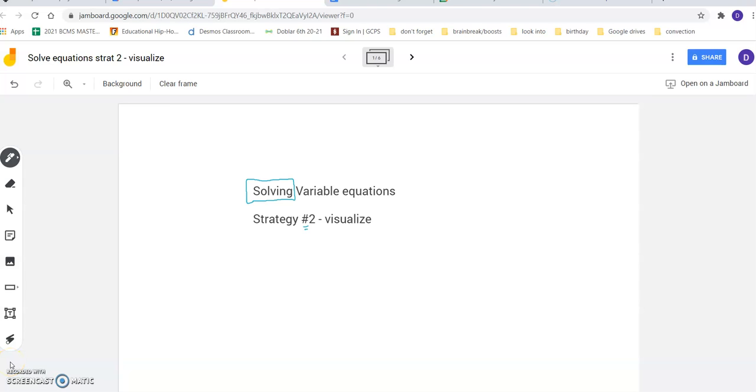I'm so glad you're here for solving variable equations strategy number 2, which is going to be visualizing it today. If you want to go back to the page you did last time, depending on how much space you have, we're going to work the same we-dos we did last time plus 2 more with a new strategy.